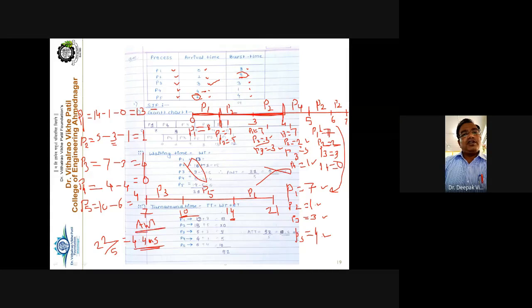And accordingly you can find out the average turnaround time for the process. Average turnaround time is nothing but the addition of the waiting time plus execution time. You will get the turnaround time, and in this way you can find out the average turnaround time for the process. Getting this point? I think it is clear. It is very much clear to all of you, right?